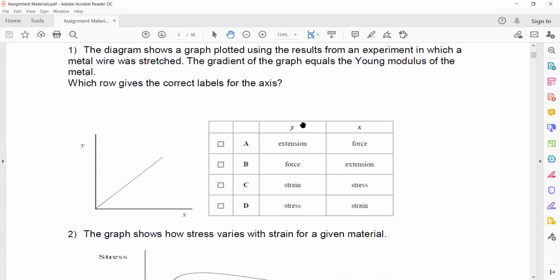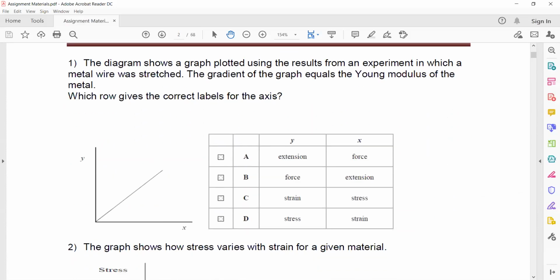Some questions. Question number 1, materials question. What is the right answer? The diagram shows a graph plotted using results. What is the right answer for this? Yeah, D is the right answer.